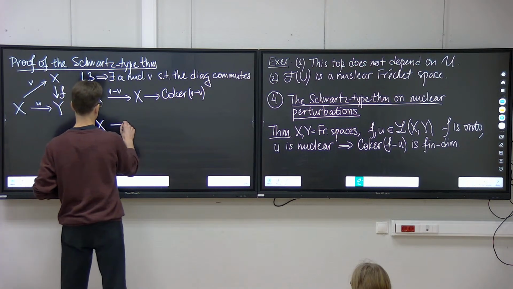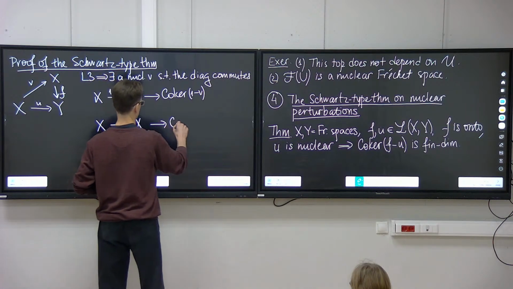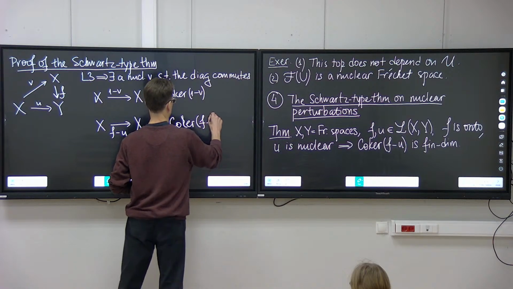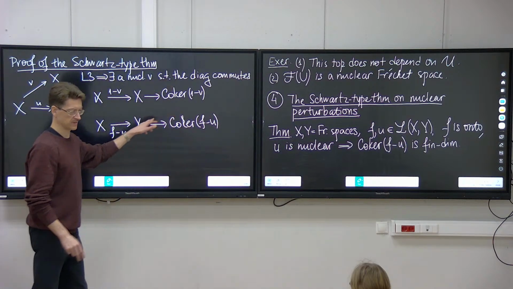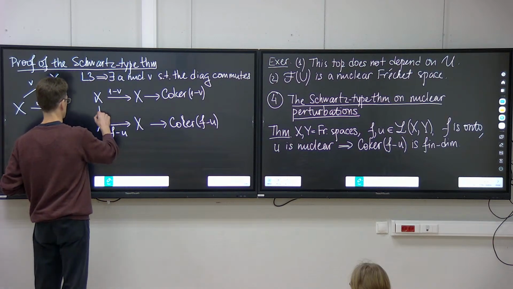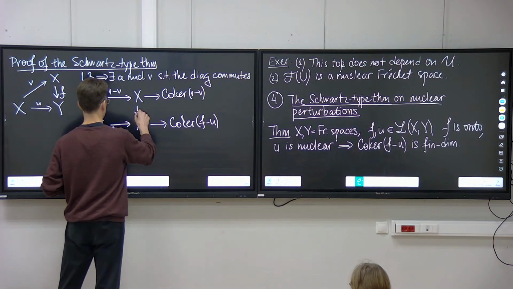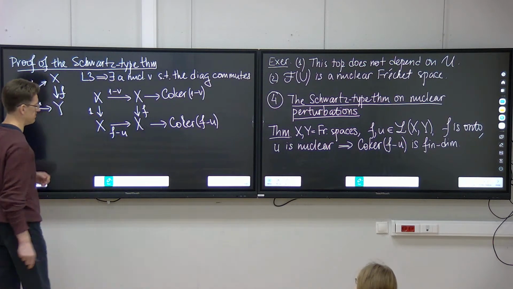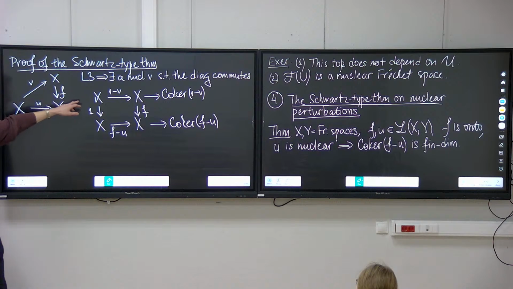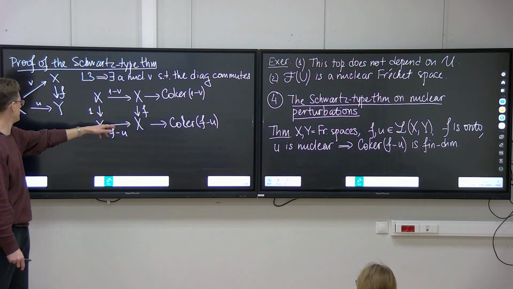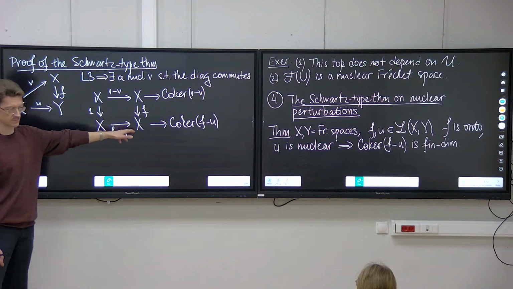We can also consider F minus U, and the co-kernel of F minus U. We want to show that this one is finite dimensional, but we can complete this picture to the commutative diagram as follows. We have the identity map here, and we have F here, and the diagram commutes. So this composition is F minus FV, that is F minus U.